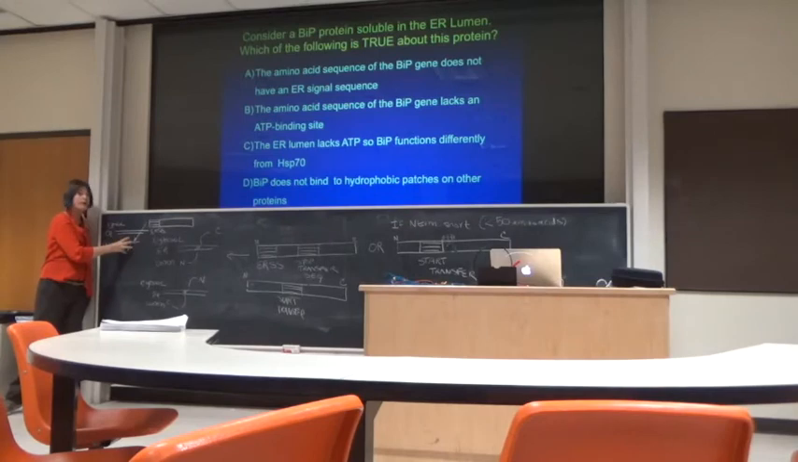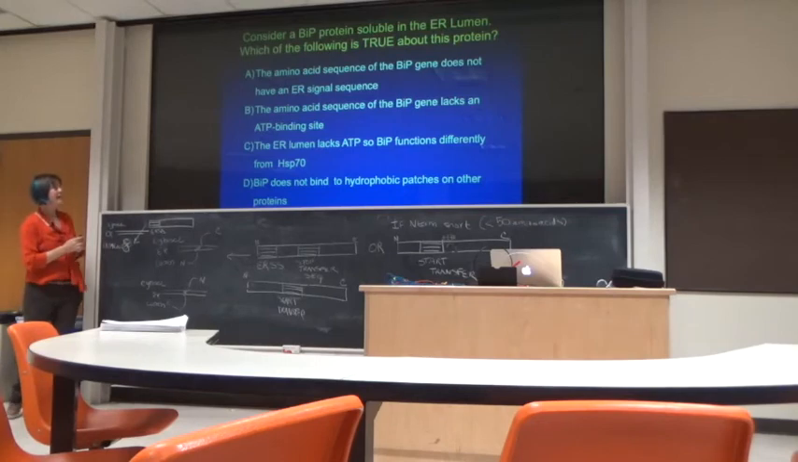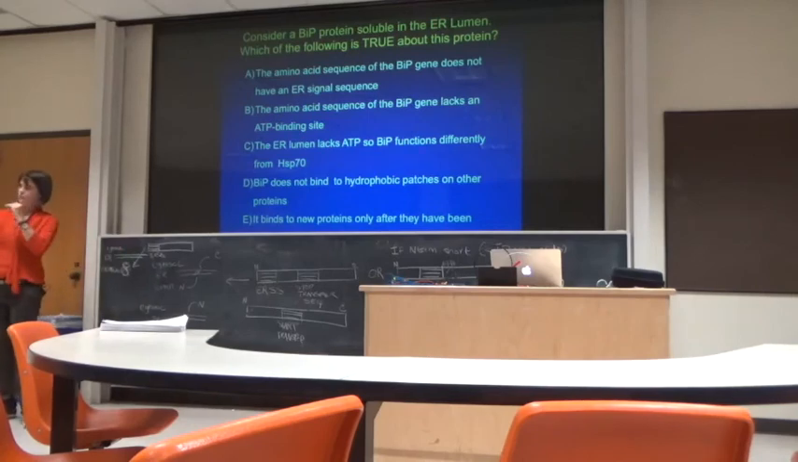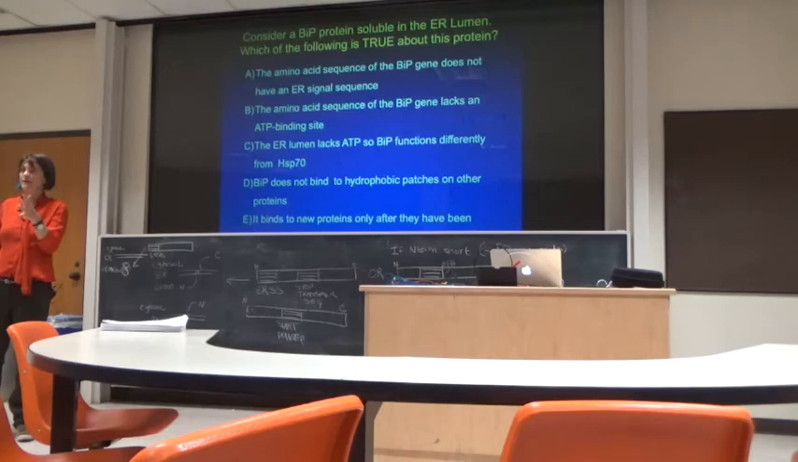So when I tell you that BIP is soluble in the ER, you know that it looks like this. Soluble means it's floating around, it's not tethered to the membrane. And it's in the ER, so it had to have an ERSS. So A is false. And this sort of true-false approach that we're going to go through answer by answer is a good strategy for taking multiple choice exam questions: go through and analyze for yourself whether they're true or false, and then go back to the true answer and see if that still makes sense.